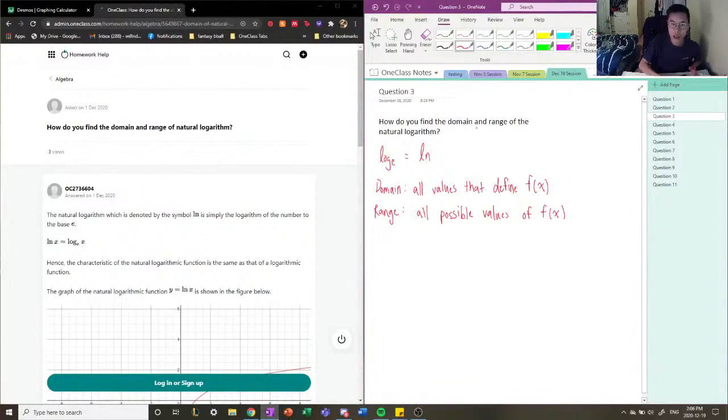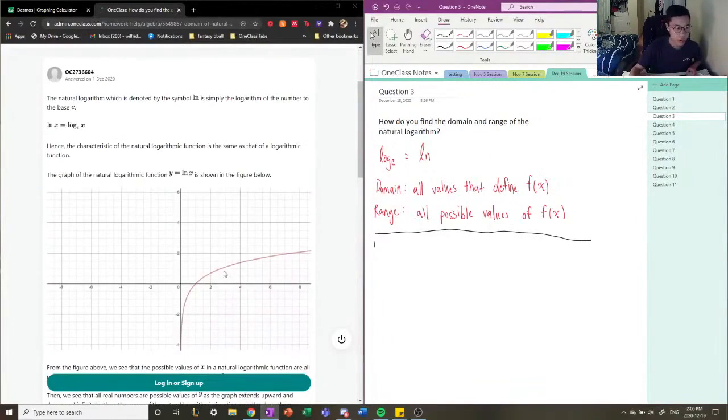There are multiple ways of finding domain and range. In this case, I feel the best way is to just graph the function itself. The junior tutor helps us graph it here. You see that this is the behavior of an ln function, and it's similar to the logarithmic function. For the domain, it means all values that define f of x. The domain is that all x values greater than 0 will define our function.